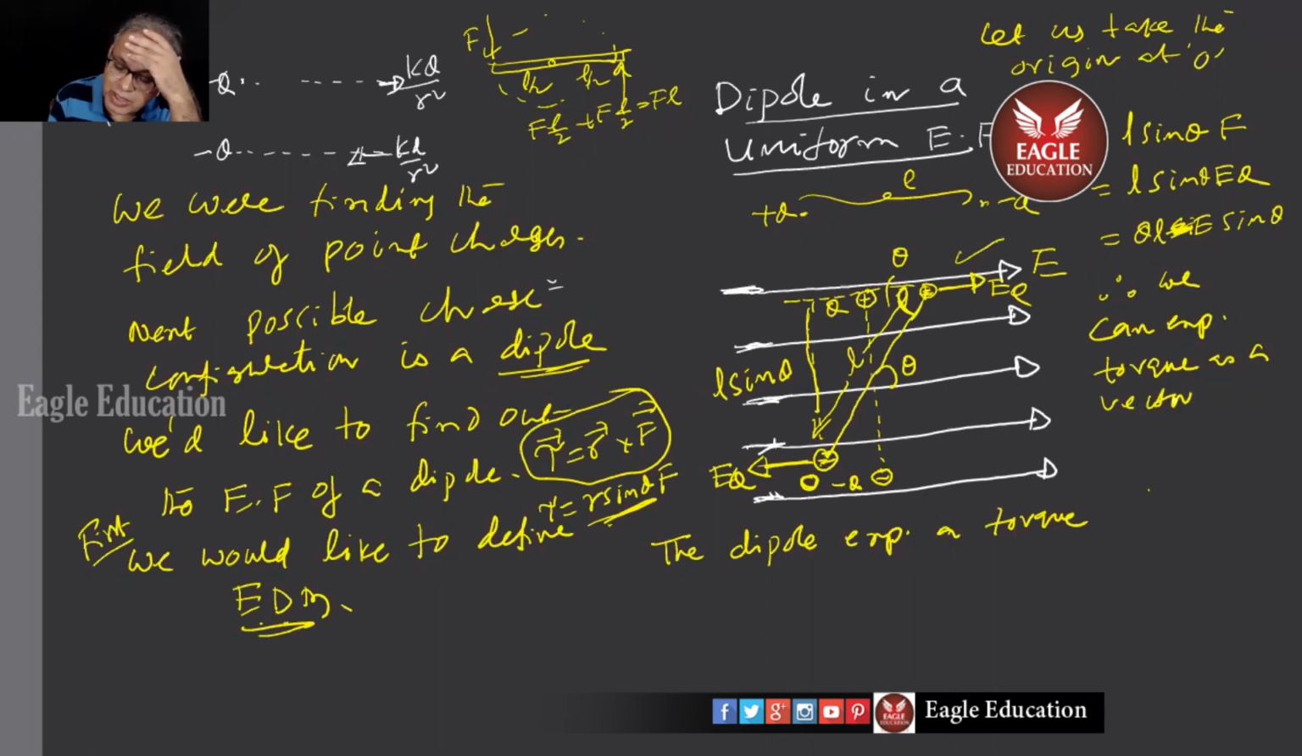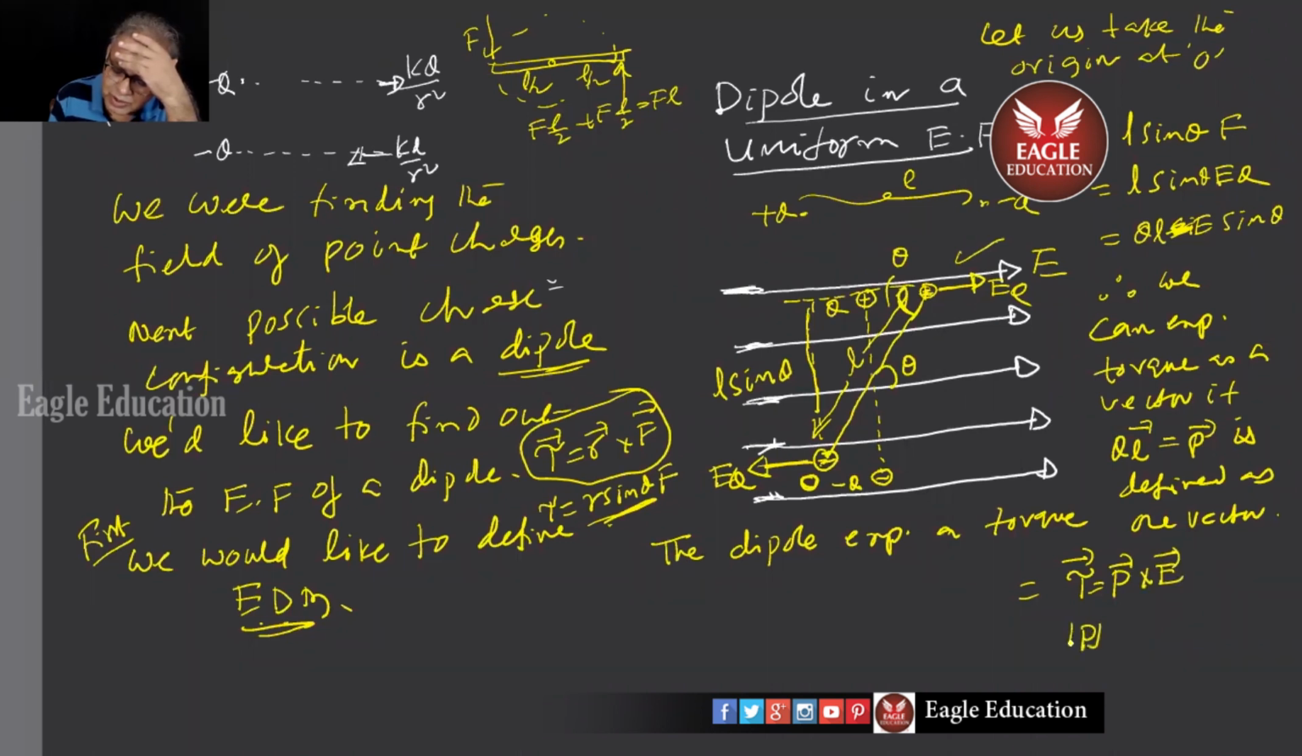If I define QL as one physical quantity, vector, if QL bar is equal to P bar is defined as one vector. Whatever that P is, I'll tell you. So tau equals, simply I can write P cross E. That is mod P equals what? Basically Q into L.